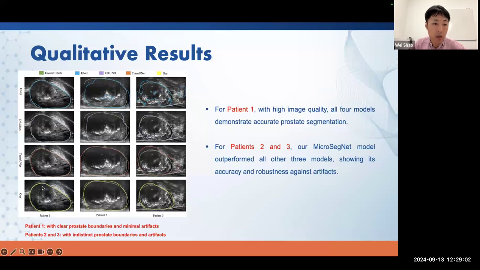For the first patient, all the models perform really well, and our model is kind of the best. But for the second and third patients, who have more artifacts caused by calcification of the prostate, the convolution-based methods are not robust anymore, and the transformer-based methods are much more robust. And by training our model to pay more attention to those hard-to-segment regions, our model achieves the best results compared to another vision transformer-based method.